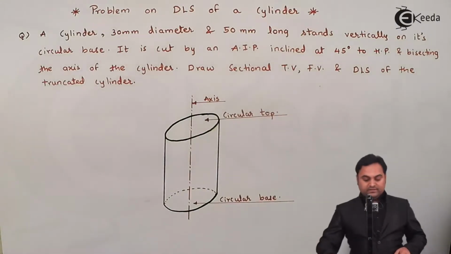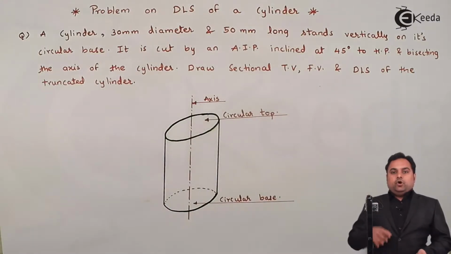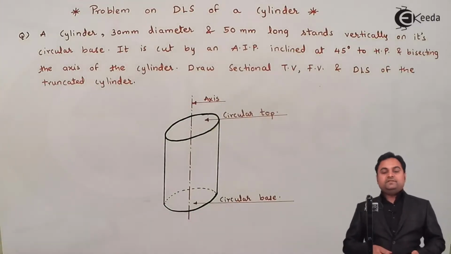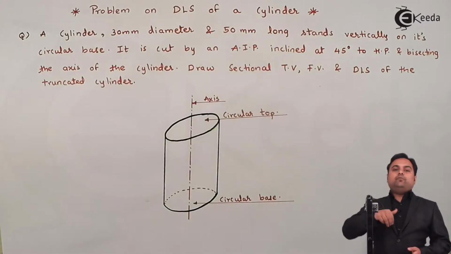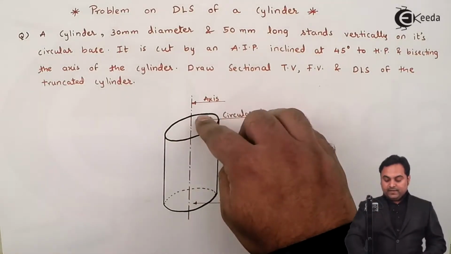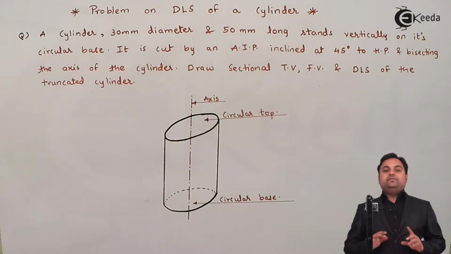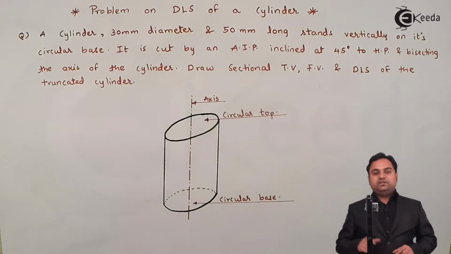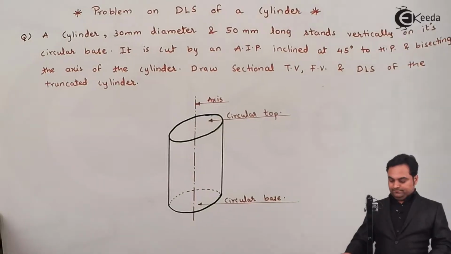And when the cylinder is kept on the ground, like here on its circular base, in that case from the top view we are going to see the circle, and from the front this cylinder will look like a rectangle. So I will start with the initial condition first, that is drawing the cylinder in top view and front view.